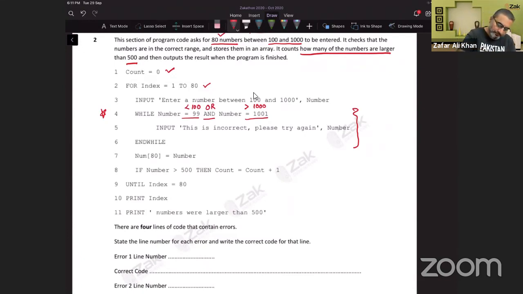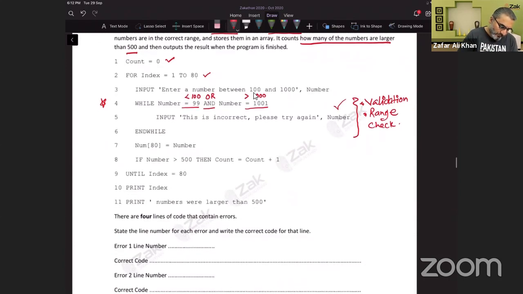This is a validation, and this is a range check. While number is less than 100 or greater than 1000, this loop will work. And then inside the loop, you have to have this number entered again. Okay? So here we go. This is basically entered. This is incorrect. Please try again. Number and while and so it will go on.